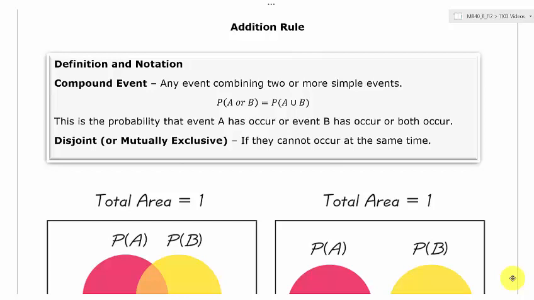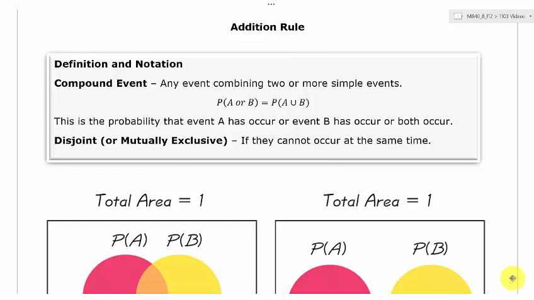In this video, we're going to be talking about something called the addition rule. And again, starting out with some definitions. A compound event is any event combining two or more simple events. So this would be the probability of event A happening or event B happening.